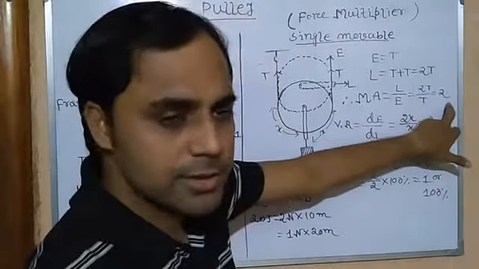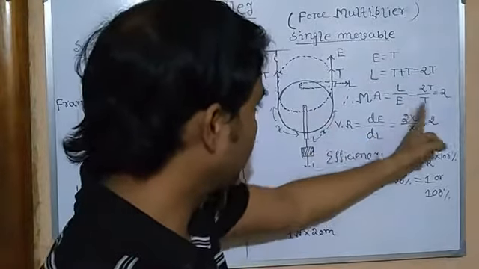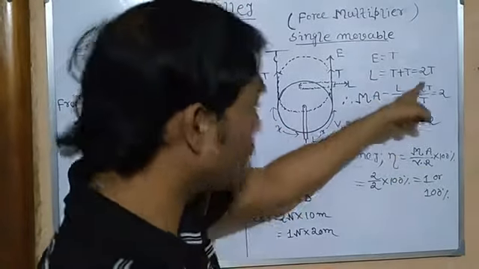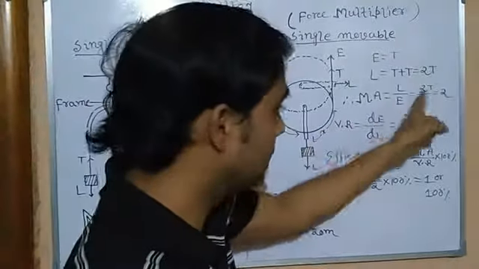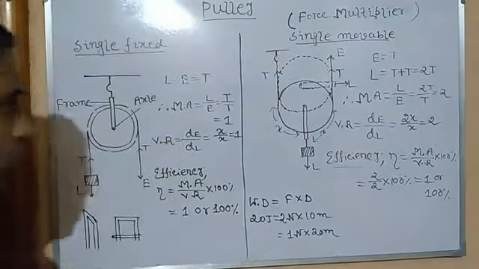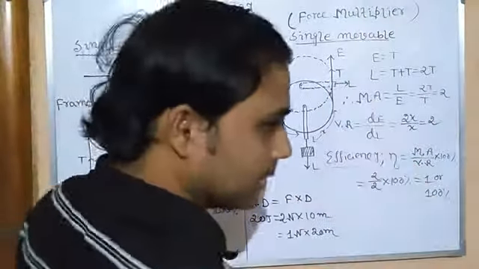Why is it so? It acts as a force multiplier, because that force is multiplied. Effort is the input, load means output, so output is double. That's why force is multiplied at the output. But here effort is applied in the upward direction, against gravity.